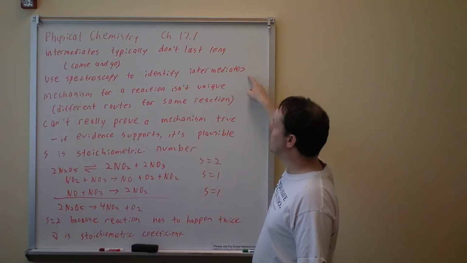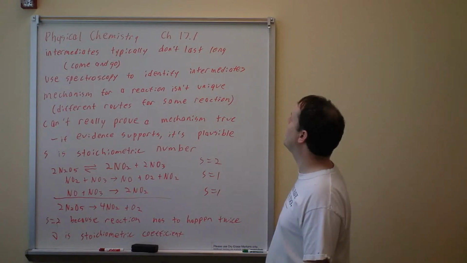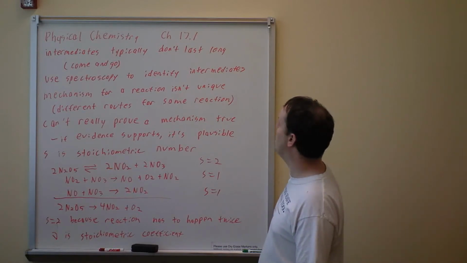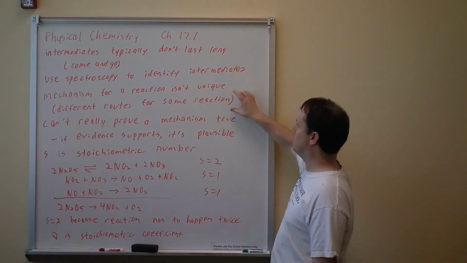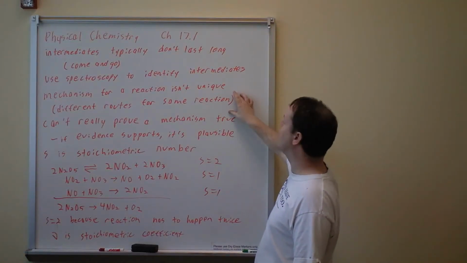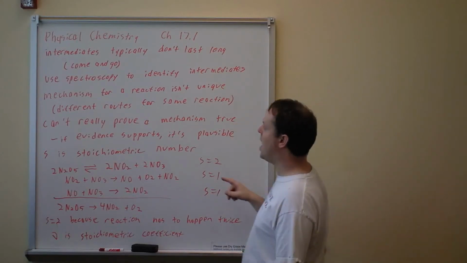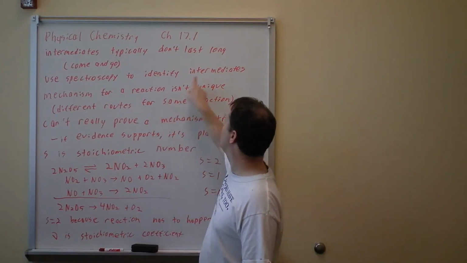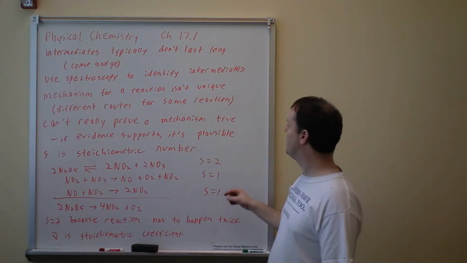But we can use spectroscopy and other techniques to identify these intermediates to try and verify if our mechanism is plausible or not. Now, the mechanism for a reaction is not necessarily unique. There can be different routes for the same reaction to happen. Now, we can't really prove a mechanism is true either. If we get evidence to support it, like identifying those intermediates, then we say that mechanism is plausible.